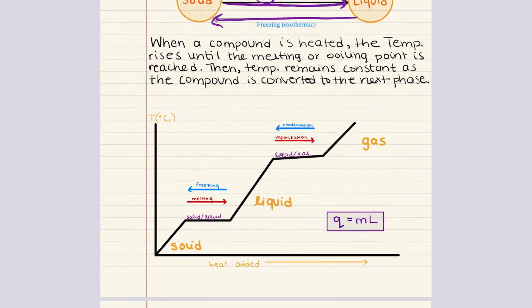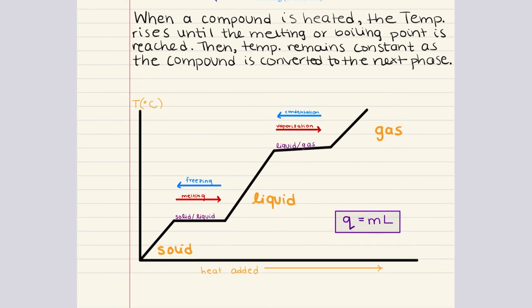Now, to further explore the practical implications of these phase changes and the energy involved, we can begin to analyze heating curves, which graphically represent how the temperature of a substance changes as heat is added. So let's go ahead and talk about it.